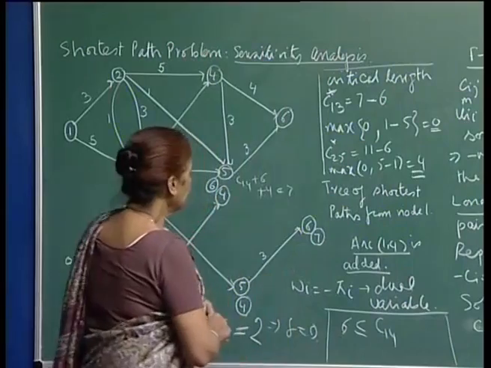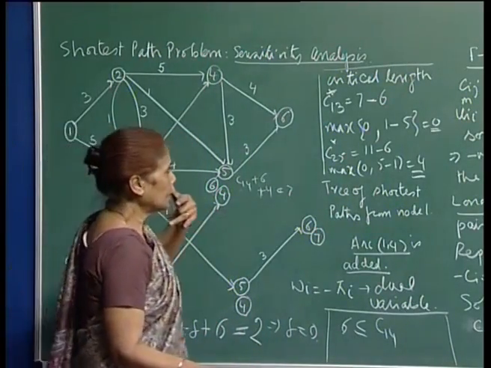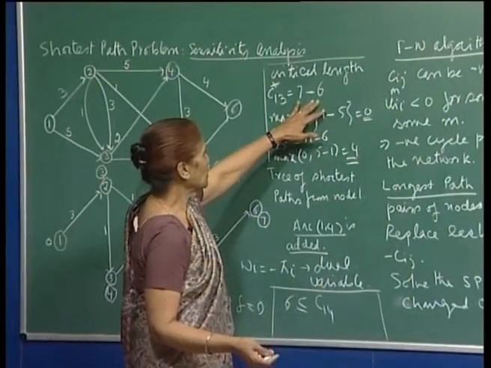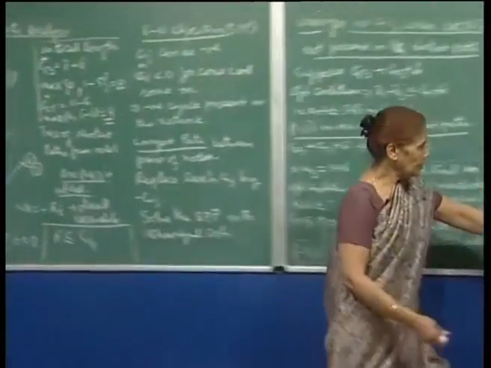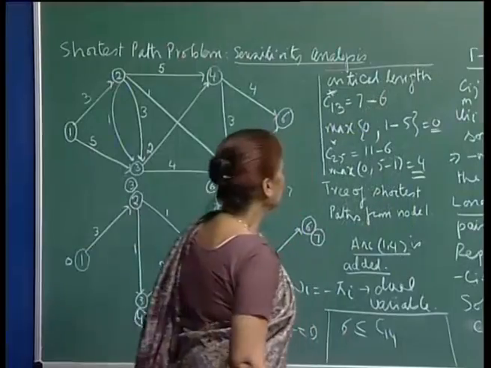So, essentially what we are saying is that for arcs which do not figure in the shortest path, their change by the critical length would be smaller than the current length of the arc. In fact, this number would be negative, and so there will be no change in the length of the shortest path.